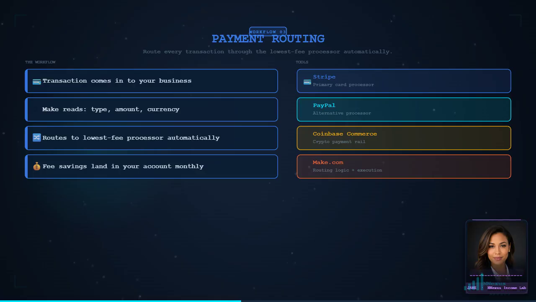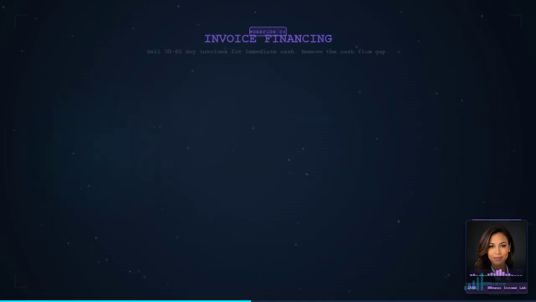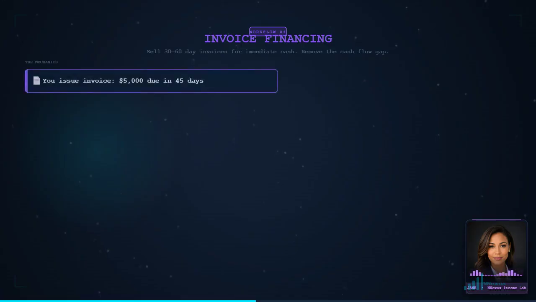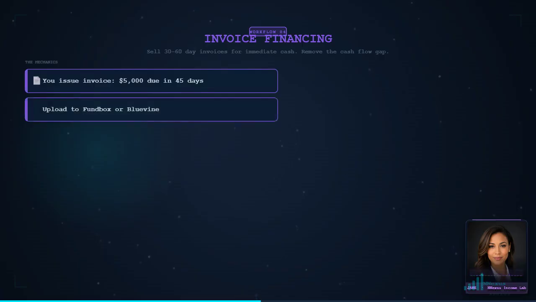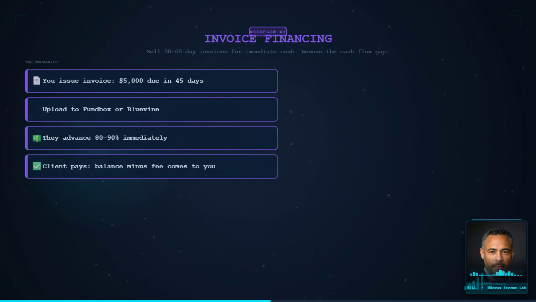The tools. Make.com reads the transaction type and amount, selects the optimal processor, and routes automatically. For a business doing $10,000 per month in transactions, this workflow typically saves $200 to $400 per month in fees. That is $2,000 to $4,000 per year recovered from fees you were already paying, without changing your product, your price, or your customer experience.